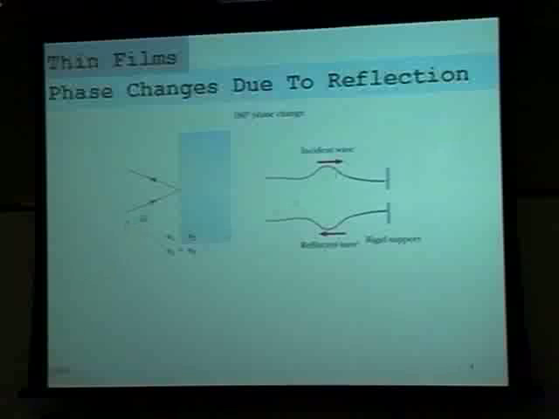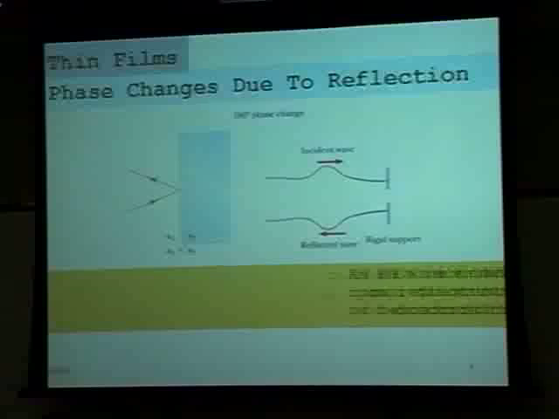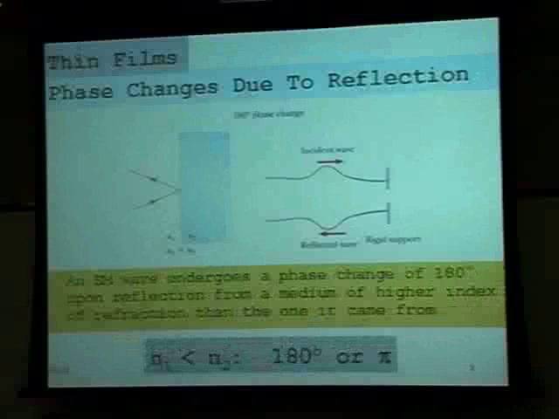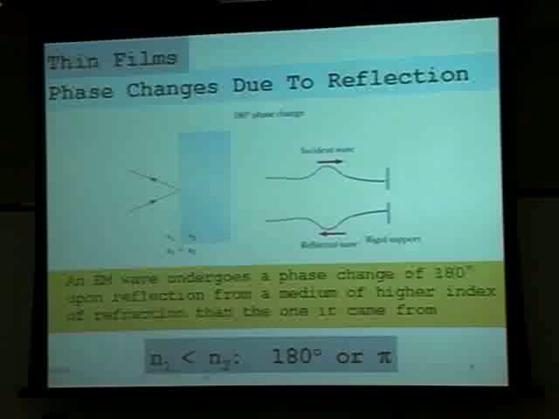The same thing would happen as light is approaching from a lower index to a higher index. So it inverts upon reflection, and hence, if you're going from N1 to N2, where N1 is less than N2, you'll have a 180-degree or pi phase reversal of the light.